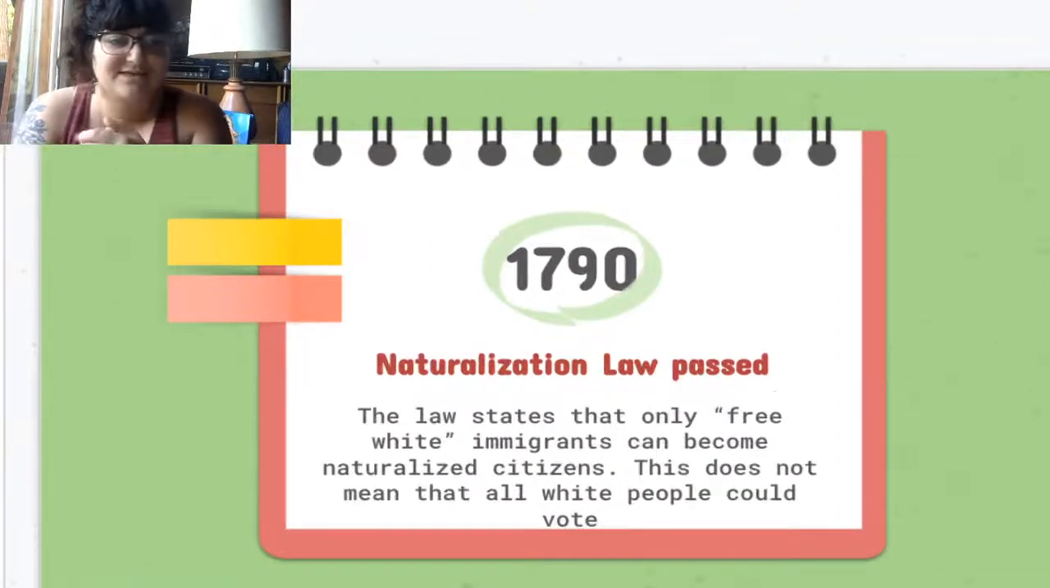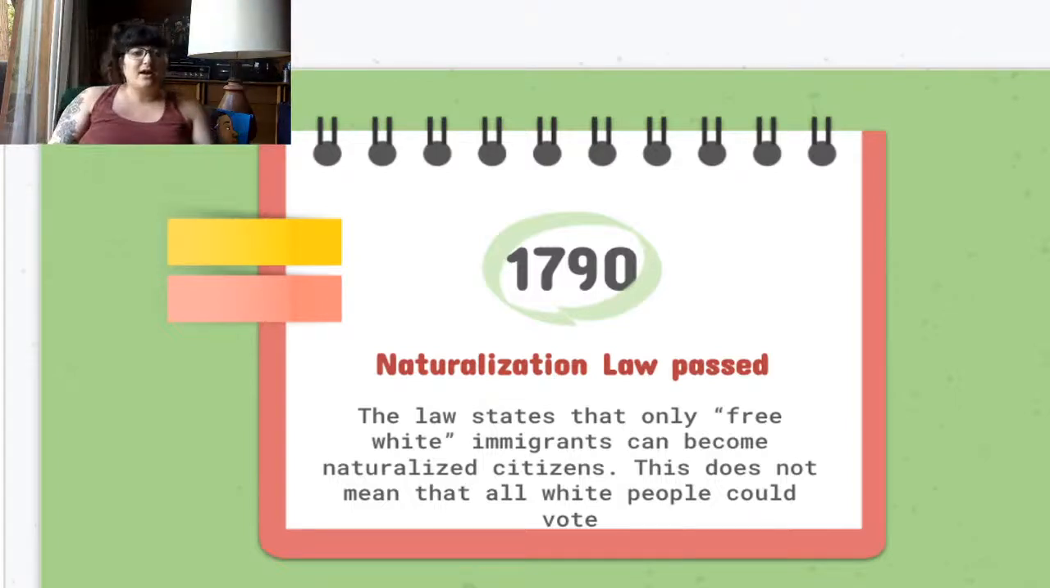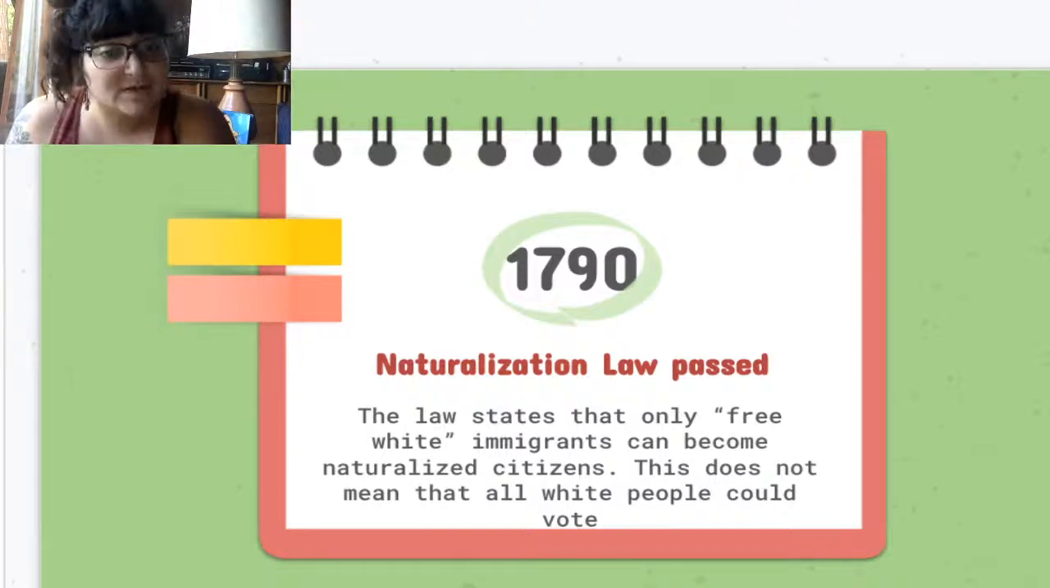Let's move on to 1790. Well, this is when the naturalization law was passed. Okay, this law stated that only free white immigrants could become naturalized citizens. So this means that if you were a free white person, you could become a citizen, all right? Now, just to be clear, just because this law guaranteed citizenship did not mean that all white people could vote.